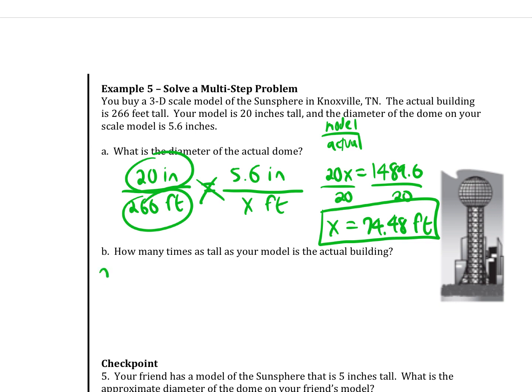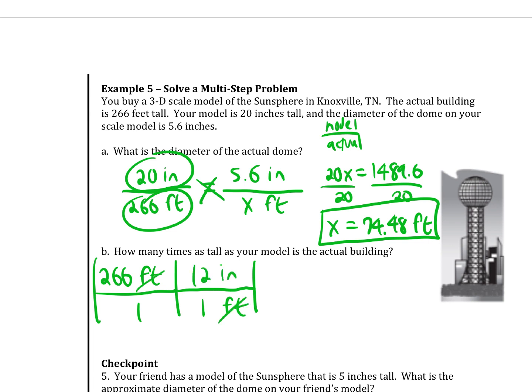We're going to use our dimensional analysis like we talked about in the last video. So we have 266 feet over 1. Now we're going to convert feet to inches. If I want to cancel feet, how many inches are in a foot? We have 12 inches per foot. Where should I put feet if I want to cancel them? I want to put them down in the bottom here. So 1 foot goes here to cancel the feet, and we have 12 inches.